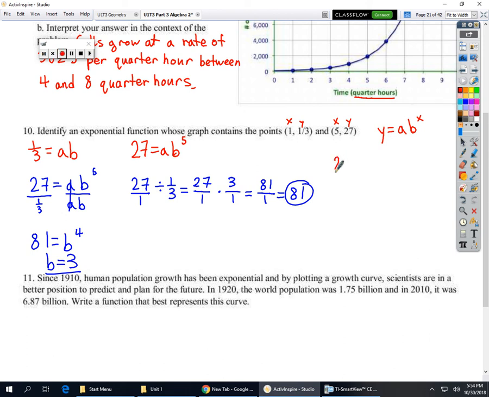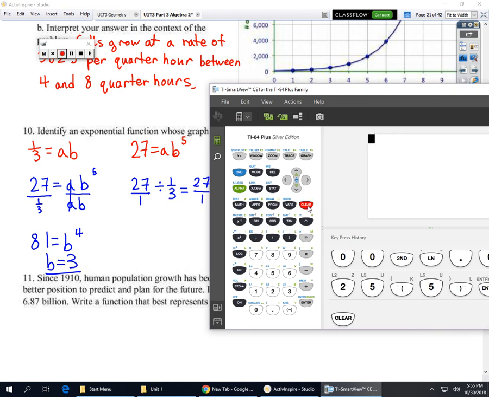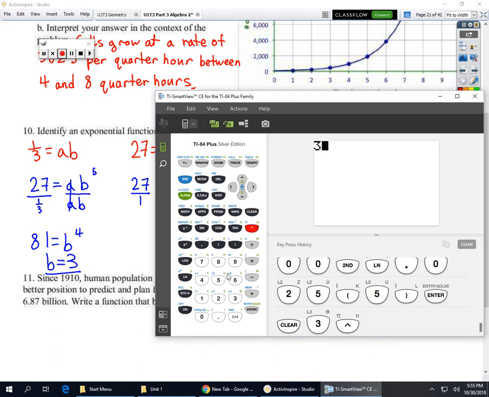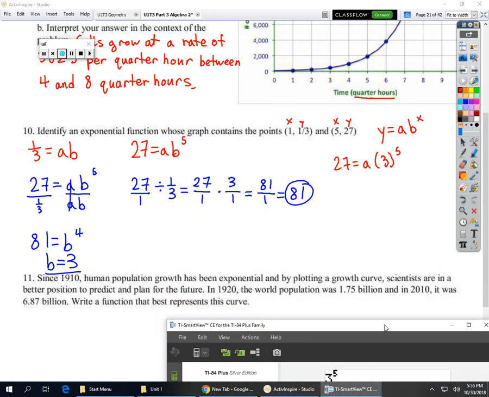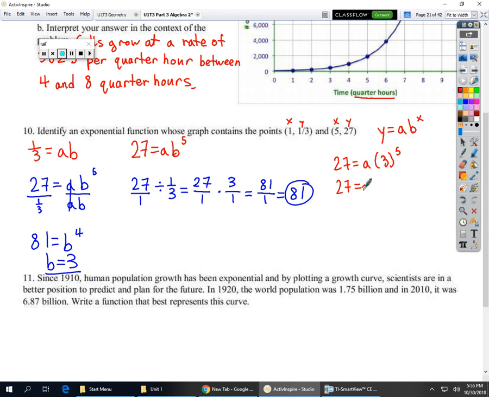So 27 equals AB. Instead of B, I put 3 to the 5th. If you put that in your calculator, I actually don't know that one. Is it 243? Oh, it is 243. So 27 equals A times 243.